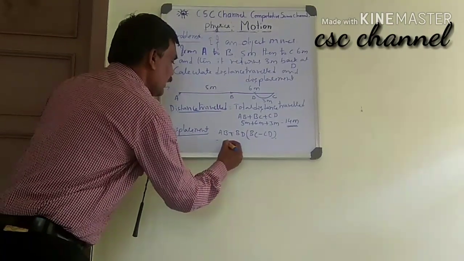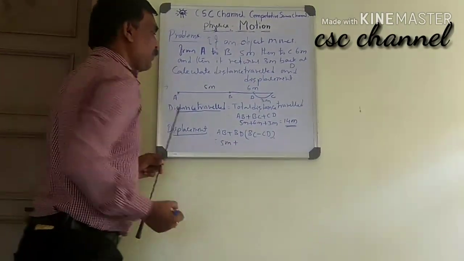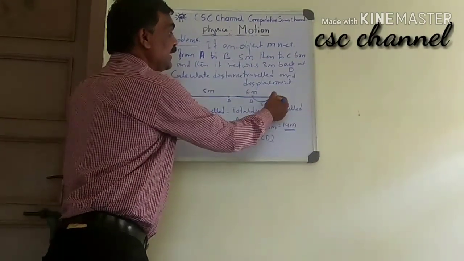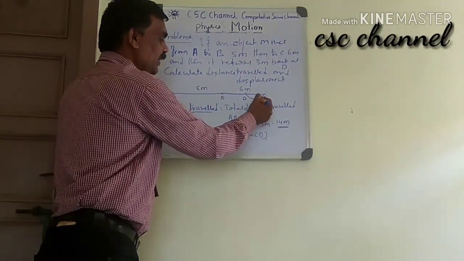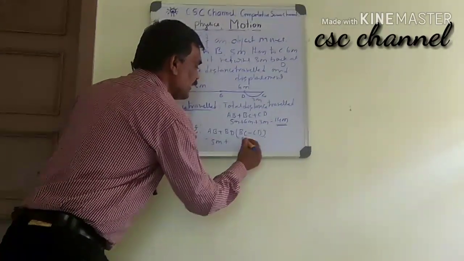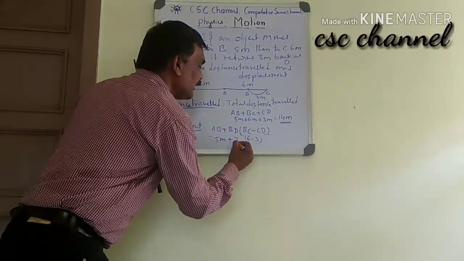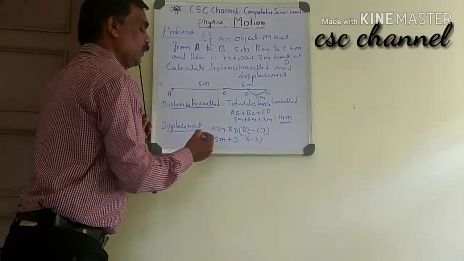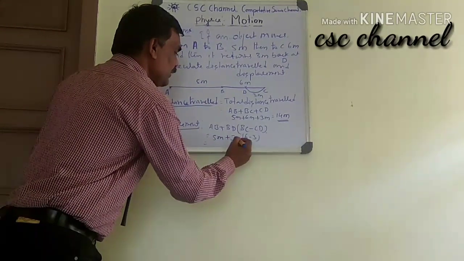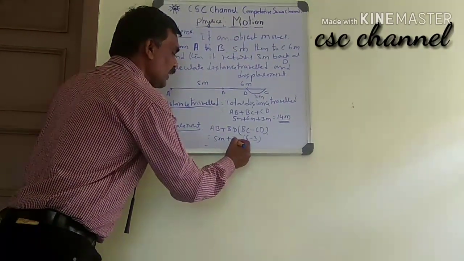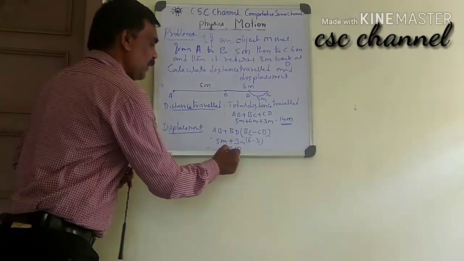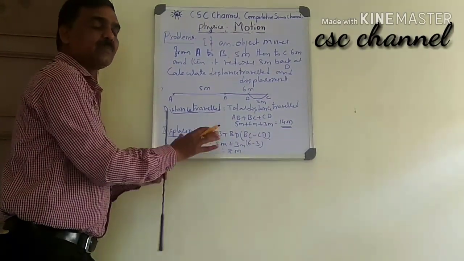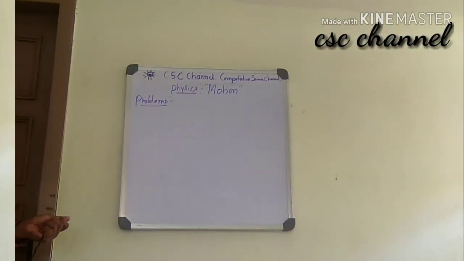So, AB is 5 meter plus BC is 6 meter. CD means 3 meter. So, 6 minus 3 is nothing but 3. So, 5 meter plus 3 meter is nothing but 8 meter. So, the displacement is 8 meter only.